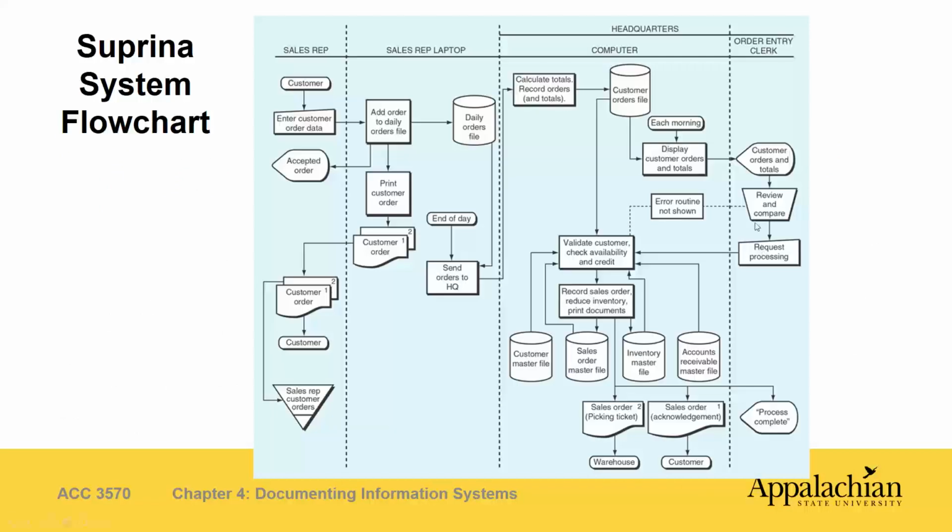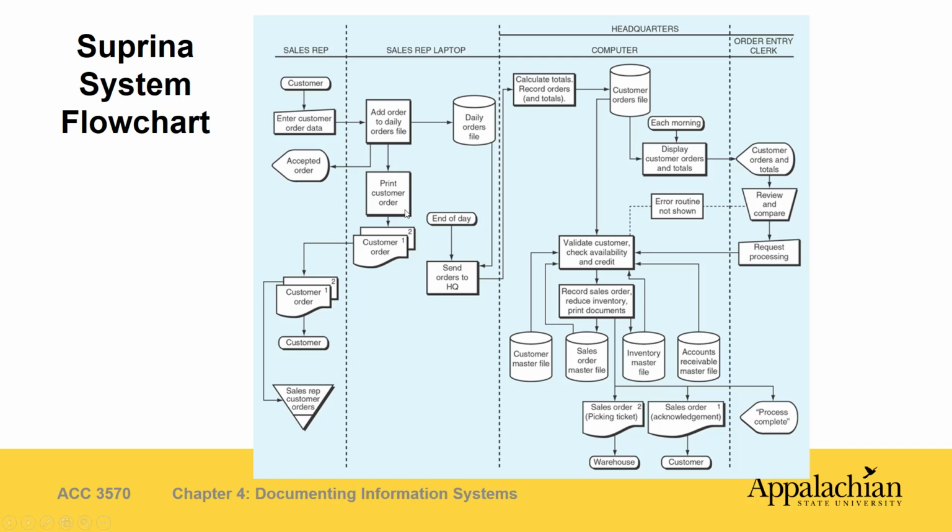Here is the Sabrina system flow chart, which is the same that we did the context diagram for, and then the logical and physical data flow diagram. You can see here what you got is the various entities. Sales rep laptop, computer, order entry clerk, and then you've got the customer entering the customer data going into the sales rep's laptop. You've got add order, and the add order goes into the daily order file that is sent as a batch at the end of the day to the headquarters.